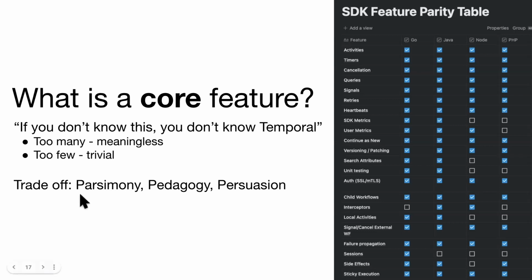So we have to trade off parsimony, pedagogy, and persuasion. I like the alliterations there. Essentially, we're trying to persuade you to use Temporal: if I just show you the core, you should be persuaded. Pedagogy: it should be able to teach it to you within some reasonable time frame. And parsimony: how much of that can I take out without removing anything fundamental.